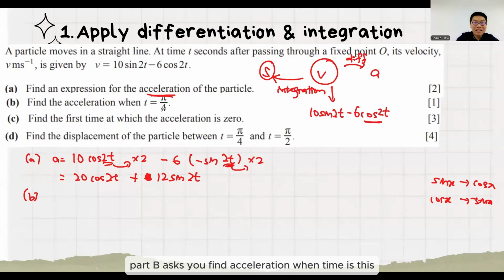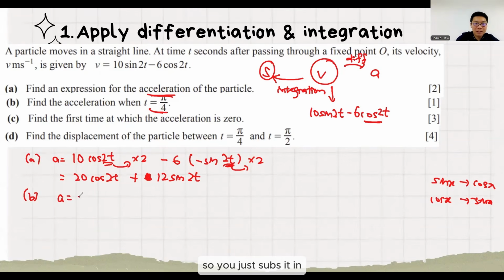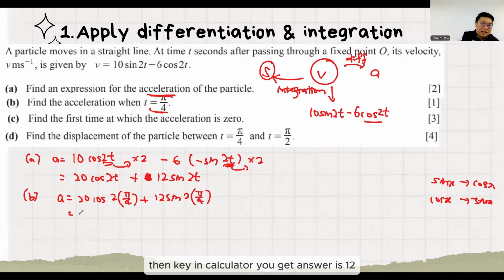Part B asks you to find the acceleration when the time is this, so you just substitute in. Then key in the calculator, and you get the answer is 12.